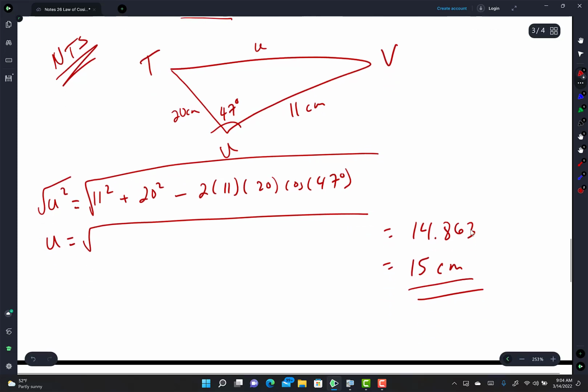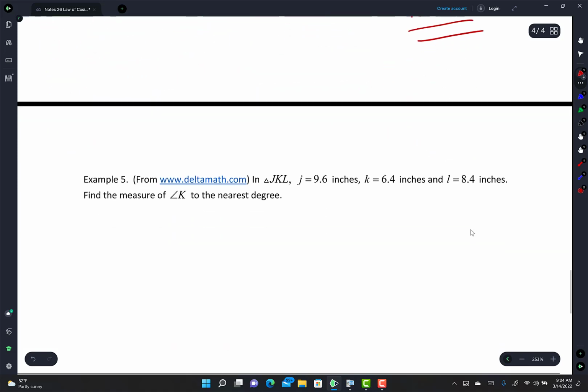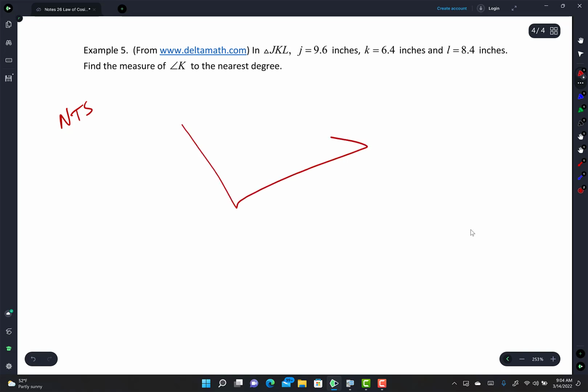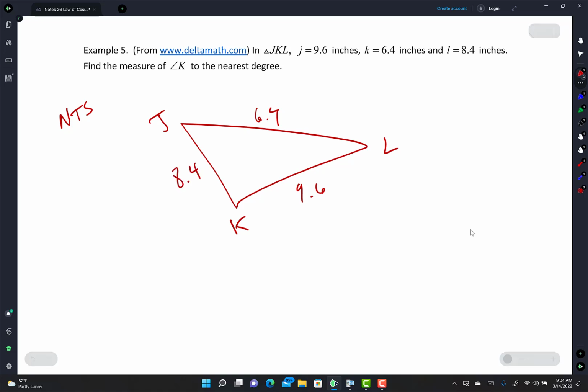Okay. What other questions are they going to ask you? They're going to ask you to find angles. So let's do this one. This is the last one, and then we'll set you guys free to delta. So example 5, JKL. So not to scale. JKL. Little j is 9.6. Little k is 6.4. Little l is 8.4. And it says find the measure of angle k.